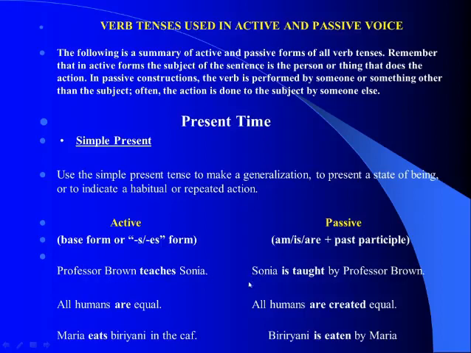Now you see here, Sonia comes first. Since this one is a present verb, if I make it clear, this one is simple present, teaches. This simple present will be here like this: is taught. Teaches, is taught. So Sonia, the last word, should come here as the first word in passive voice. You will get the idea more in the next coming slides.